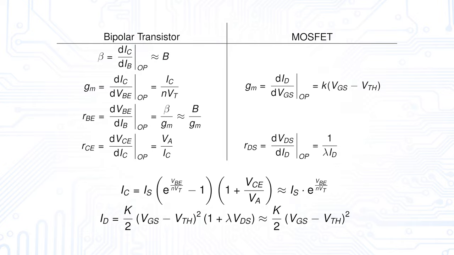Here is a short overview of the formulas for calculating the quantities of the small signal equivalent circuit of MOSFETs and bipolar transistors. If you like, you can stop the video, take your time to ponder, and derive the formulas by yourself by calculating the derivative in the operating point. Now you have gained the basic knowledge to derive the small signal equivalent circuit of all transistor circuits. We will look at some examples in one of our next videos.